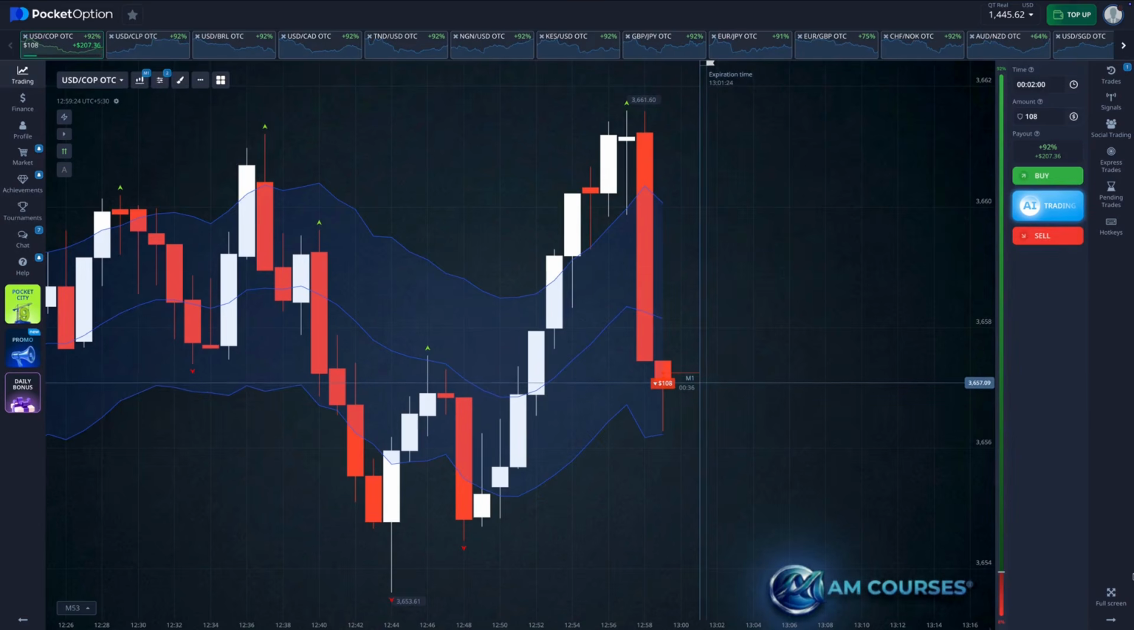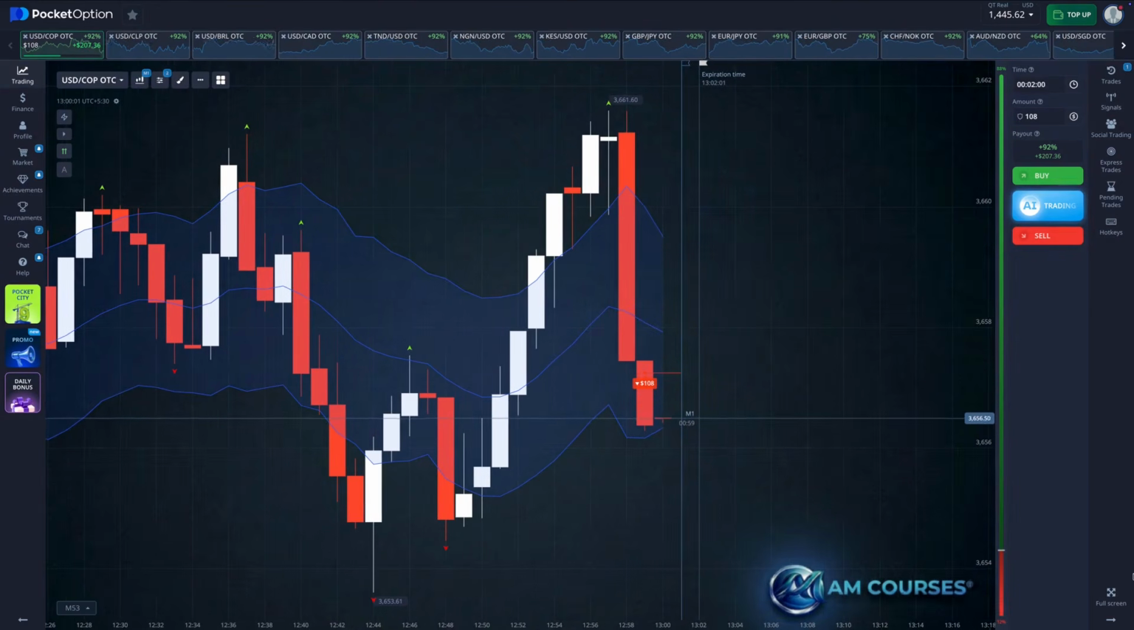Price breaks above the upper Keltner line. That's our first clue. It's overextended. It's pushed too far. But we're not taking the trade yet. We need confirmation. And right here, you can see it. We get an up fractal forming right at that breakout point. That's the market telling us, this is the turn. Price came from the lower channel, broke the upper boundary, and now we have fractal confirmation. That's our entry. The setup is complete.